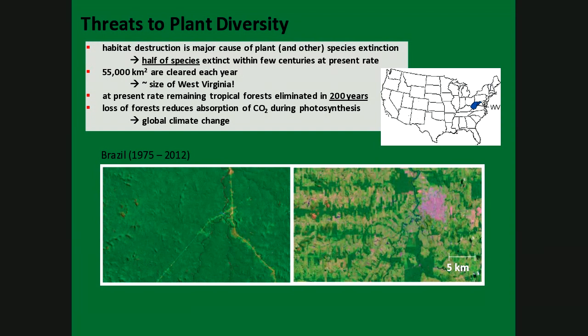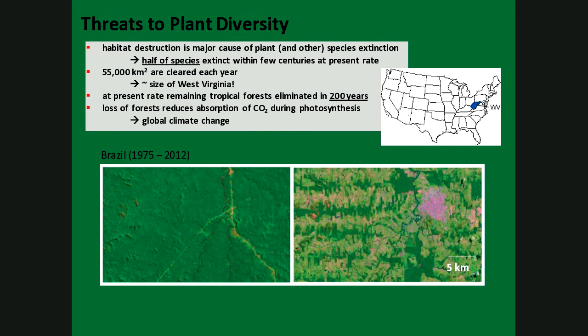Half of the species we have on Earth today are going to be extinct within the next few centuries at the present rate if we don't do something about it. And we're talking about that in plants. About every year, rainforests are cleared at the size of about the state of West Virginia, 55,000 square kilometers of rainforest.